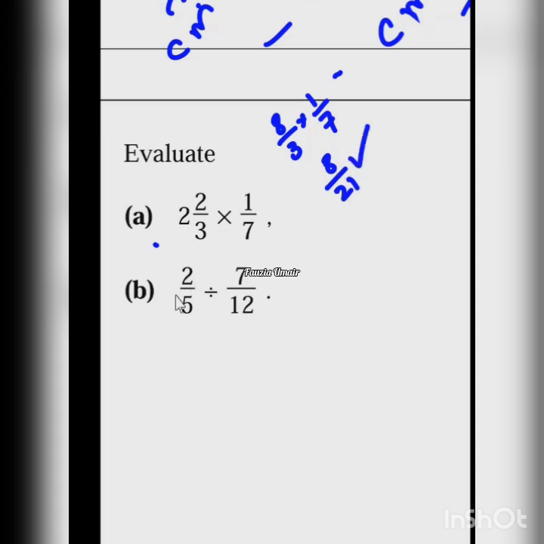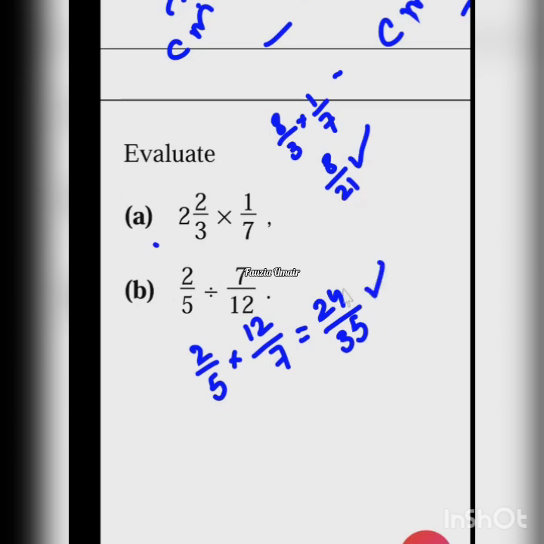So next question is division of fractions. So 2 by 5, how are you going to solve it? Reciprocal it. 12 by 7. Now check if you can cancel anything. You cannot, so the answer would be 24 by 35. This is also in the simplest form. So that will become the answer. Okay.